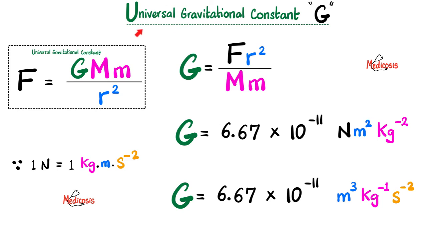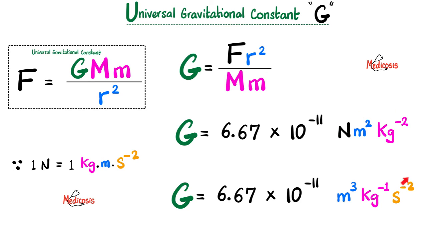Tell me more about this general or universal gravitational constant G. Well, by rearranging this equation, you can make G equals the force multiplied by the distance between the two objects squared over the mass of the big one times the mass of the small one. What's the value of this constant? 6.67 times 10 raised to the negative 11th power.